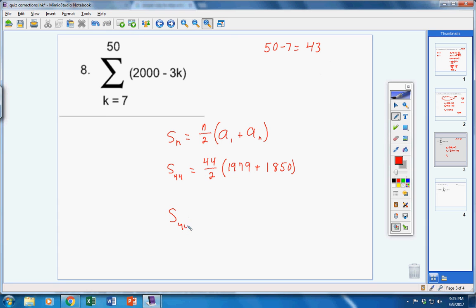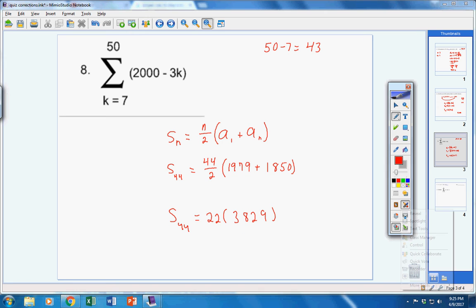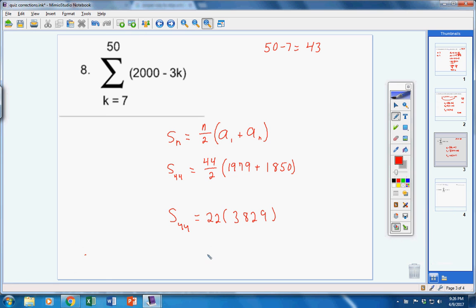So now the sum of these 44 numbers would be 44 over 2, which is 22, times, let's see, what would this be? I'll try to add it quickly here with my calculator to save time. 1979 plus 1850 gives you 3,829. Alright, when you multiply those two numbers together, you will get the right answer, which is 84,238. Alright. And there it is.